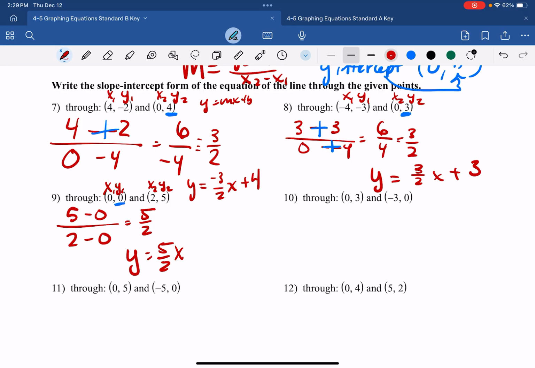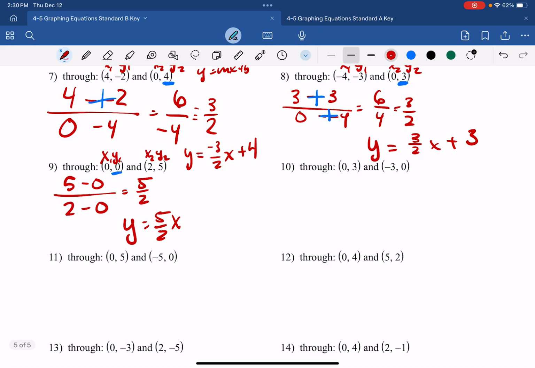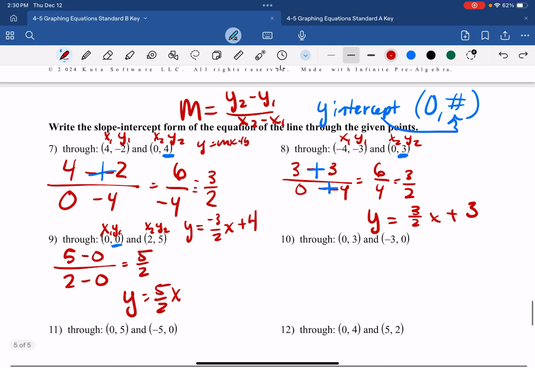Okay, so we're not going to do number 10, but I just want to show you, what if I've got these two sets and they both have 0. How am I supposed to know which one is the y-intercept? Well, you're looking for which one has an x that's 0. So the y-intercept would there be 3.